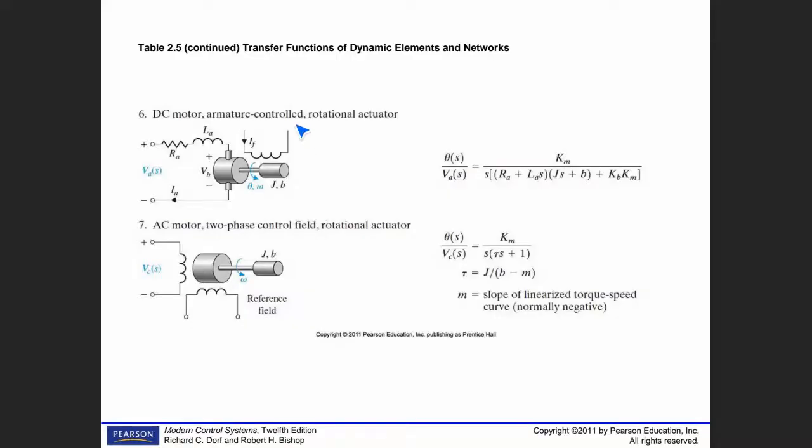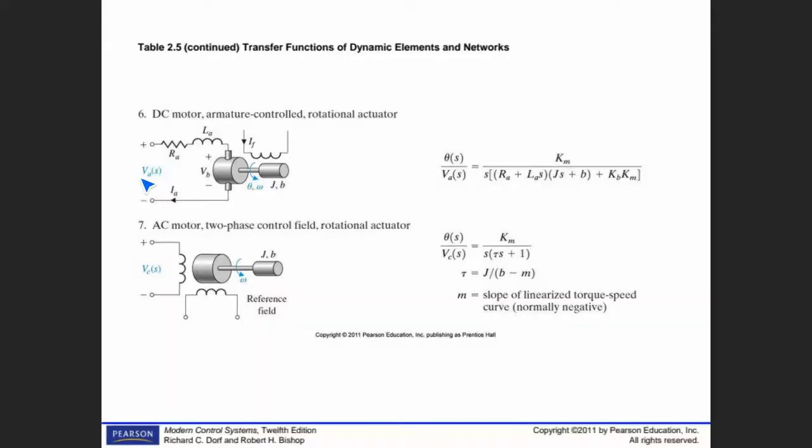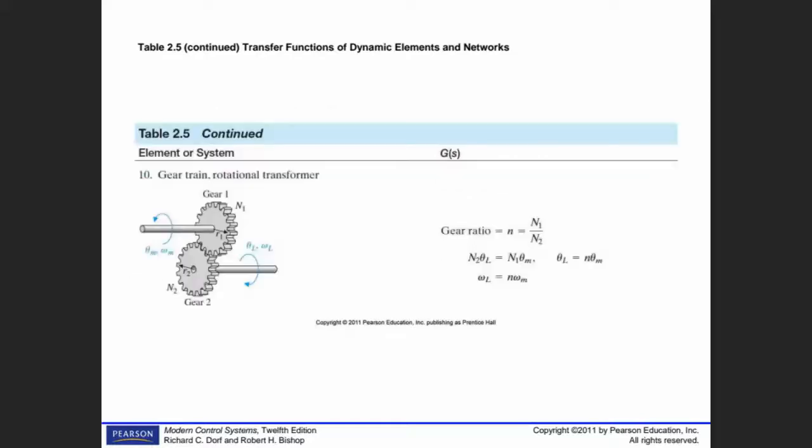Armature controlled. Armature controlled means voltage control, and the transfer function of it. And also the AC machine transfer function is given. That one is important.